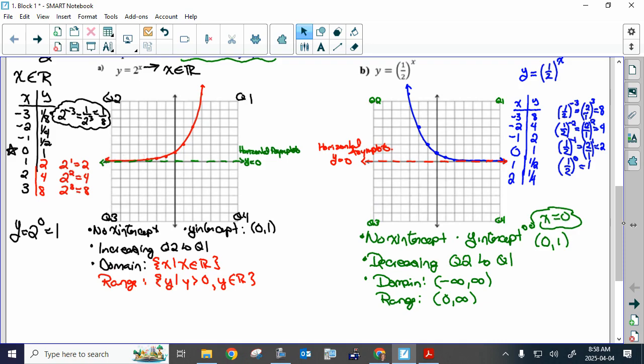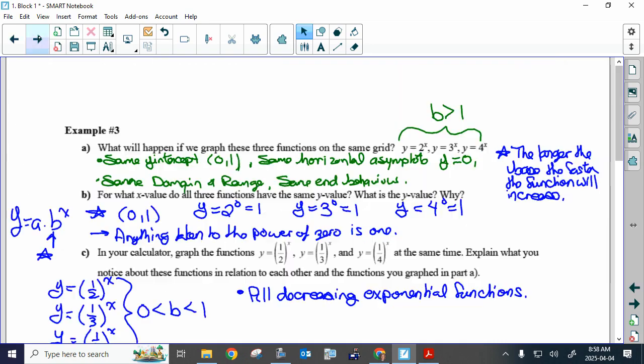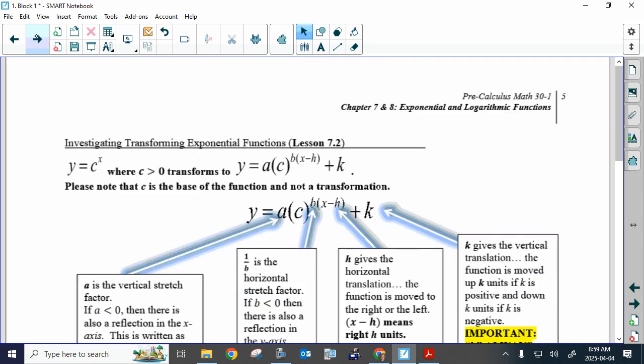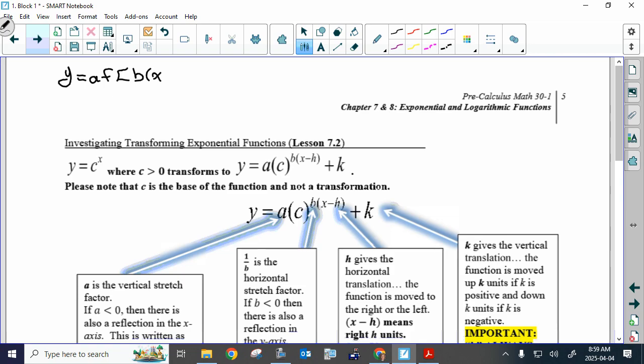So we kind of explored these exponential functions. Now guess what? We get to transform them. So by definition, your transformations that you guys get on your formula sheet, they look like this. And we're back to H's and K's. We're not doing C's and D's anymore like we did with trig functions.